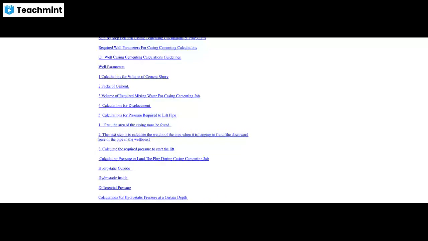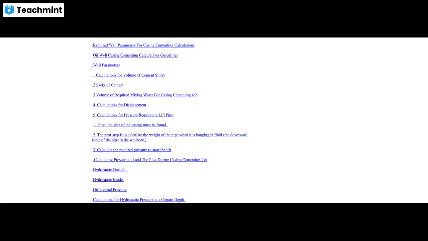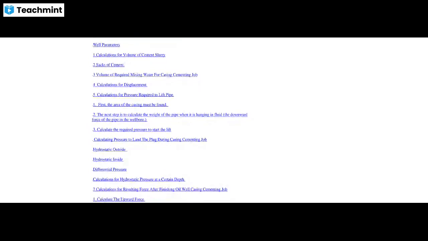Then calculation of displacement, calculation for pressure required to lift the pipe. Then first the area of the casing must be found. Then the next step is to calculate the weight of the pipe when it is hanging in the fluid, that is your downward force of the pipe in the well bore. Then calculate the required pressure to start the lift.